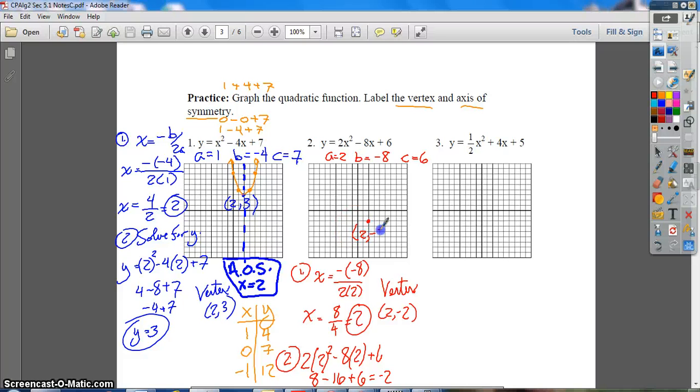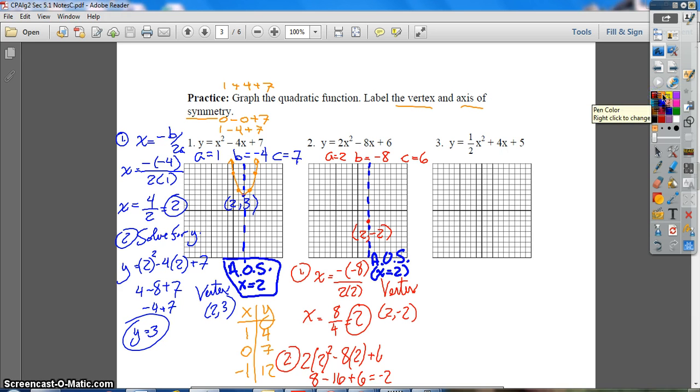So I'm going to label it below. There's my vertex. The axis of symmetry is here, straight through it. So notice I always do the axis of symmetry after I plot the vertex. Okay, x equals 2.